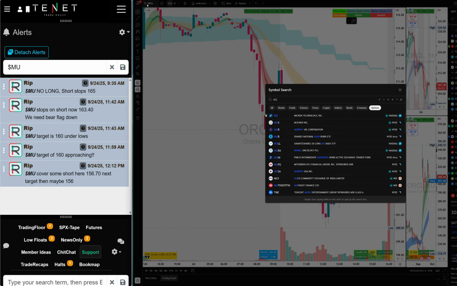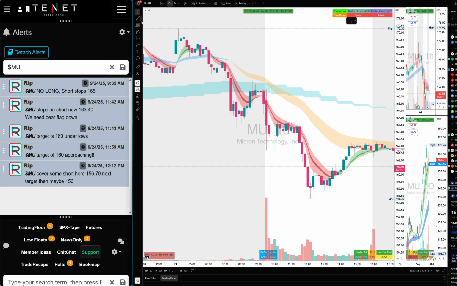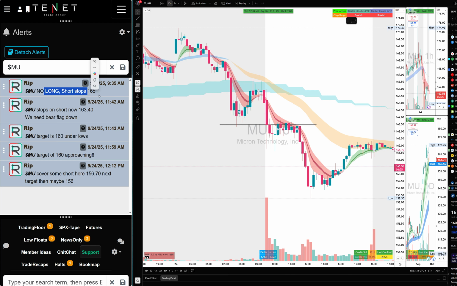And by the way, since the market was heavy, it helped our short. This is your MTF Cloud, and this is where you short. I told the traders no long, short, stops 165. As it started to push down, I gave the stops at 163.40. All you need to do is buy your puts and have your stops there.